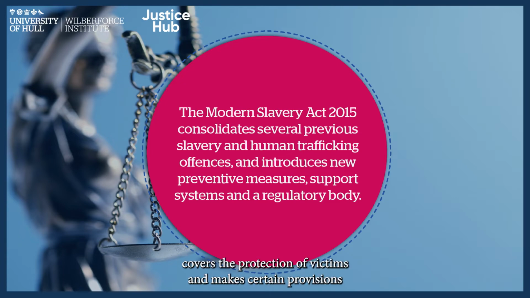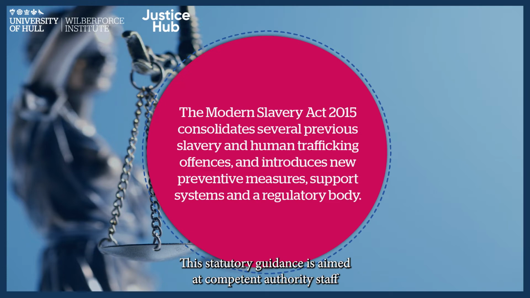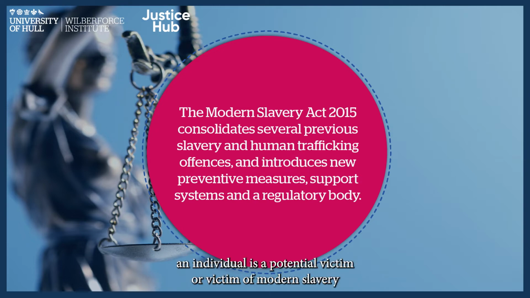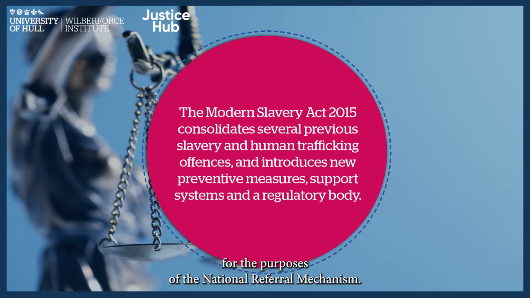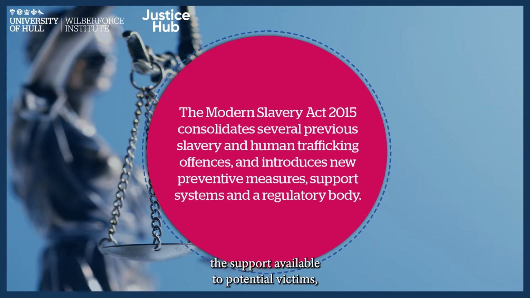Part 5 of the Act covers the protection of victims and makes certain provisions, such as Section 49, which covers guidance about identifying and supporting victims. This statutory guidance is aimed at competent authority staff in any part of the UK who may make decisions on whether or not an individual is a potential victim or victim of modern slavery for the purposes of the National Referral Mechanism. It gives guidance on the indicators that a person may be a victim of modern slavery, the support available to potential victims, the decision-making process for determining if someone is a victim, as well as how to work with adult and child victims.